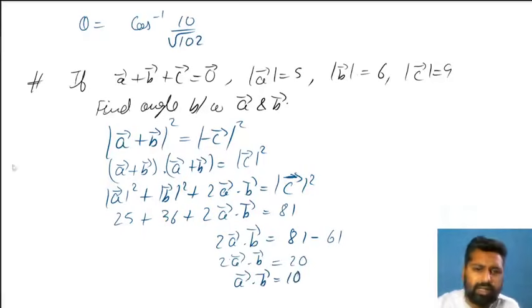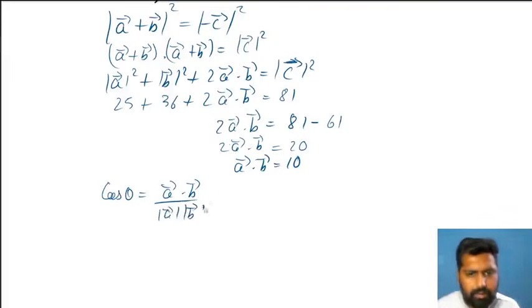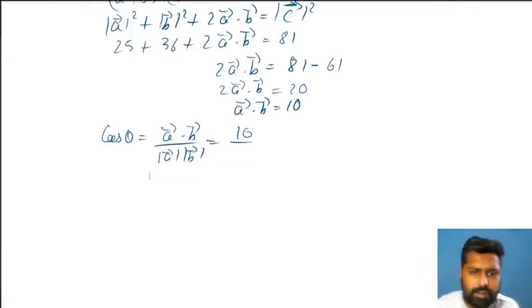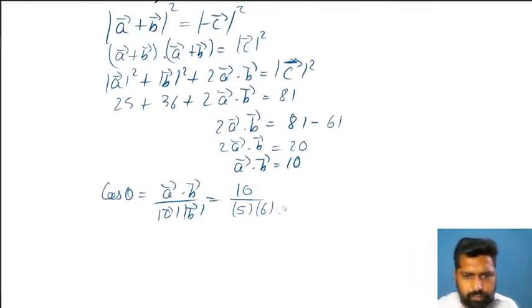I think after that it is pretty easy to find theta, the angle between them. So cos theta is a dot b by mod a mod b. Dot product is 10. Magnitudes of a and b were 5 and 6. So cos theta is coming 10 by 30, which is 1 by 3. Theta is coming cos inverse 1 by 3.